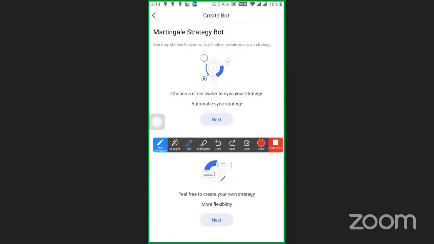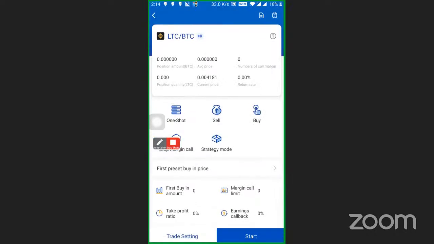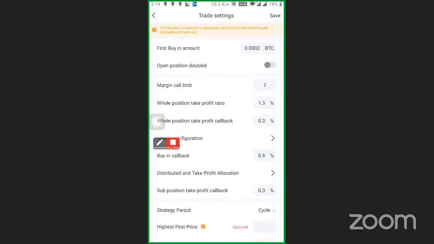So now we know how to create our own strategy. We don't want to use the copy strategy. We want to create our own strategy. So just click here, next, and it will take you to the trading page, right? This is the trading page. When you go to the trade settings, here you can set the trade. You can see how it is showing you these parameters.